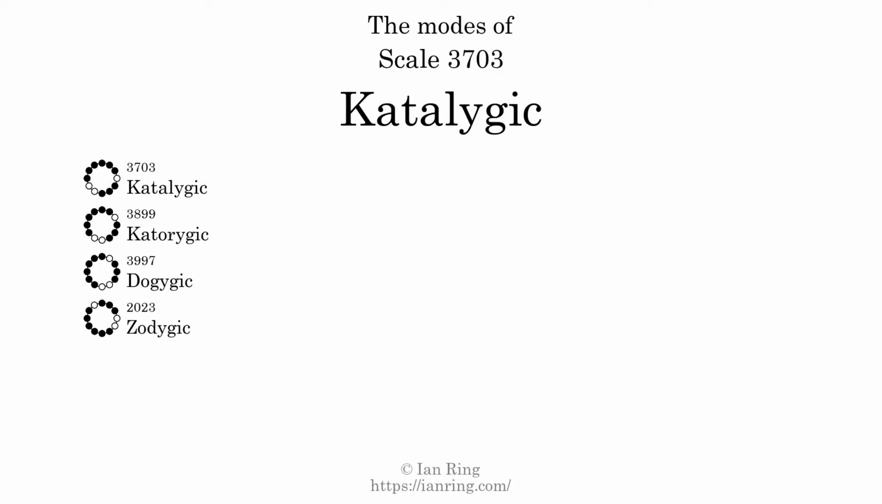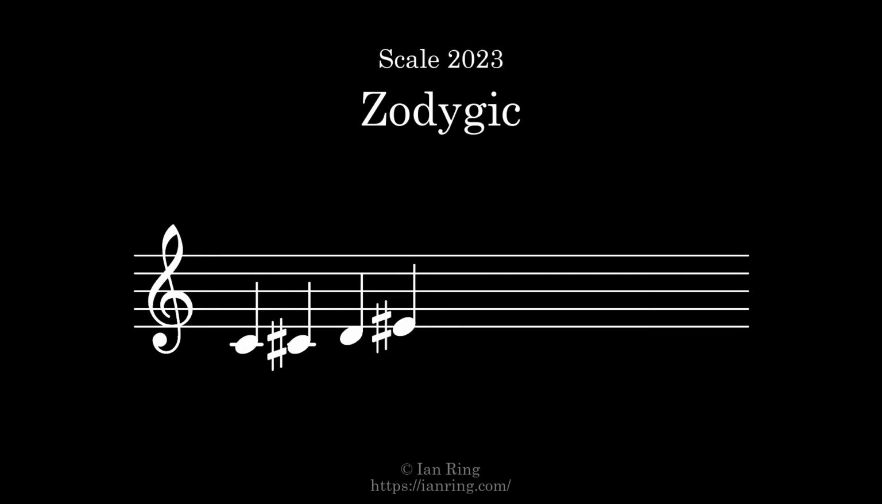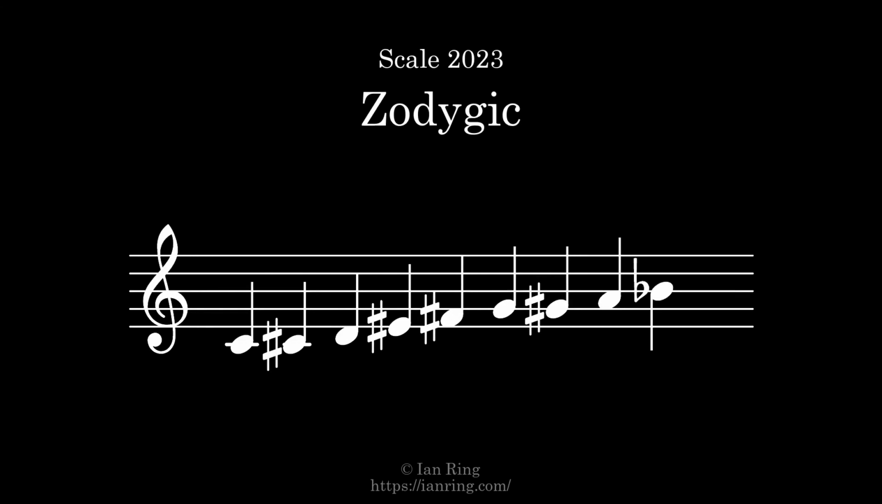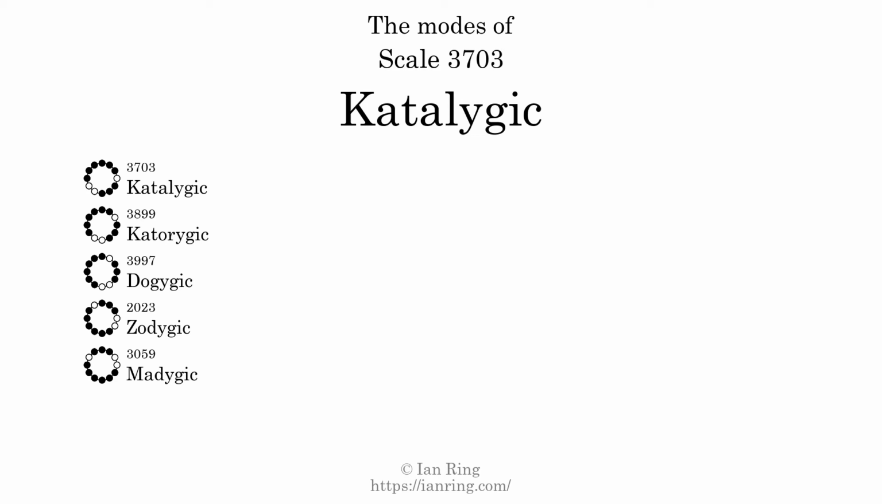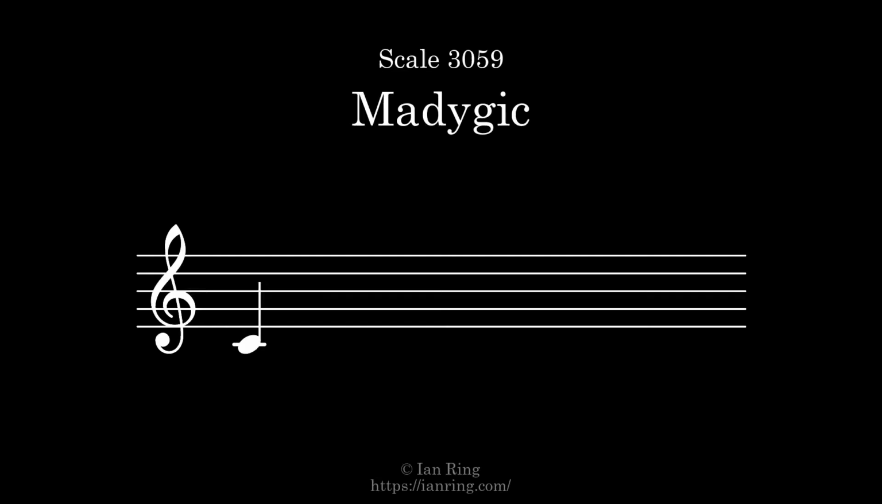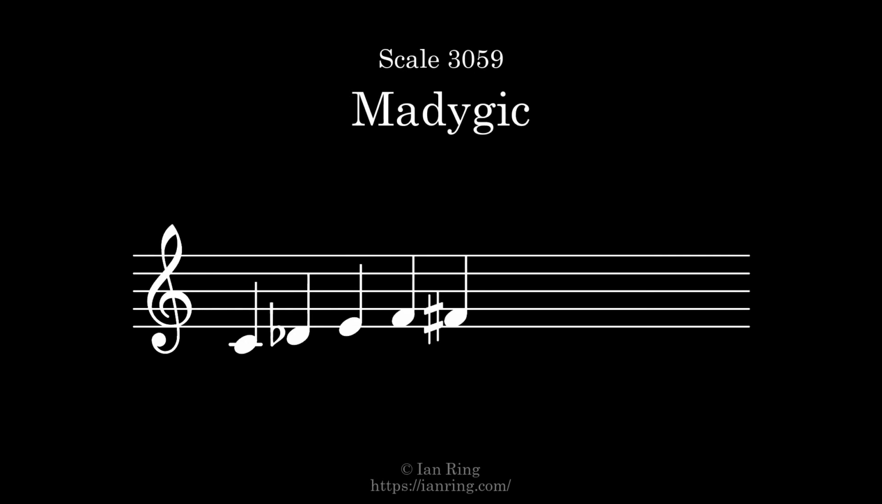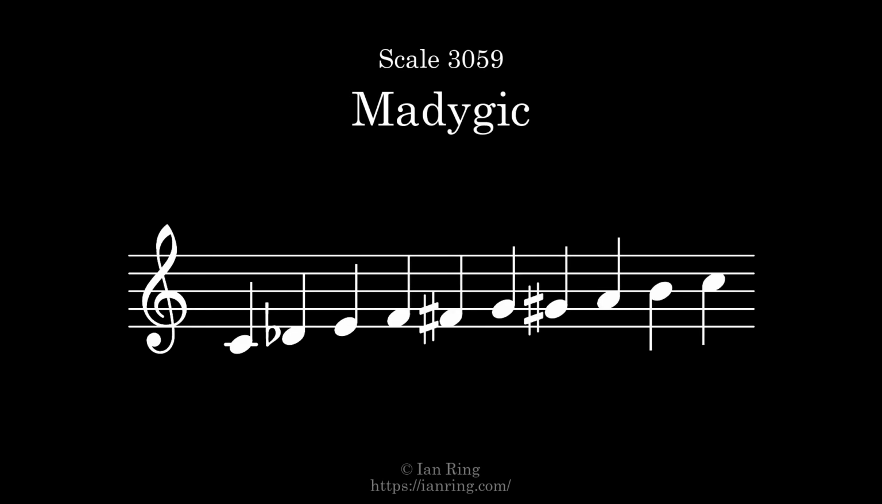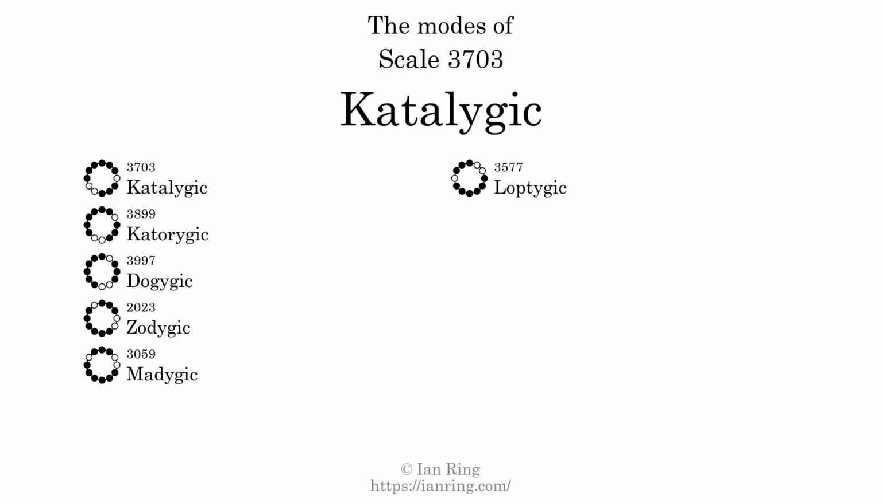The fourth mode is scale 2023, also known as Digigic. It sounds like this. The fifth mode is scale 3059, also known as Digigic. It sounds like this. The sixth mode is scale 3577, also known as Loptagic. It sounds like this.